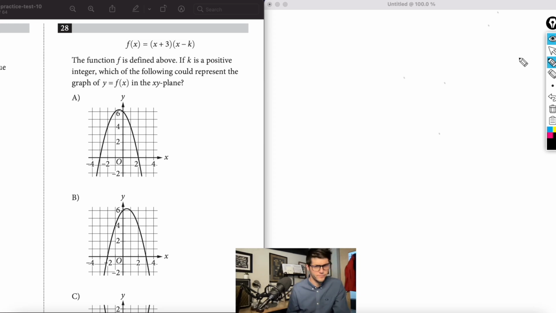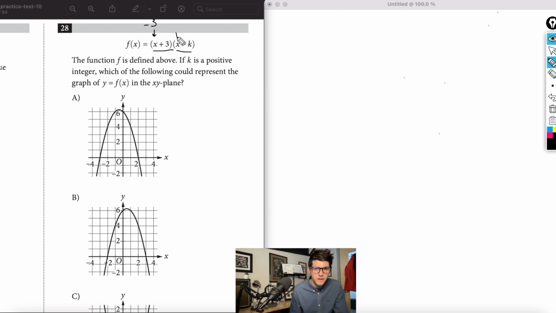Question 28, test 10. Hard question to get everything on the screen. But look, what I would do here is look for values that make y equal 0. Some of us know that if you put a -3 in here, -3 plus 3 is 0, so it doesn't matter what happens here. 0 times -3 minus k is just 0. 0 times anything is 0.